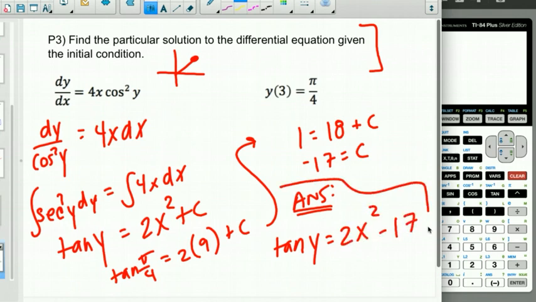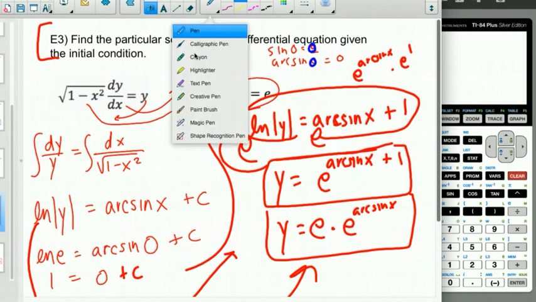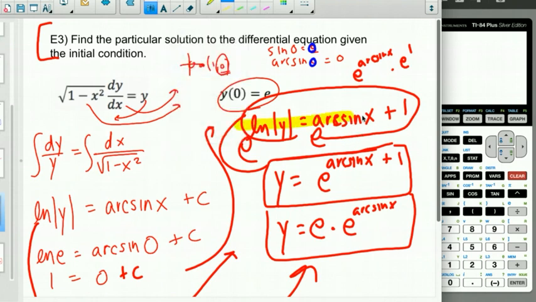And that's my answer. And again, on the last one, just to go back for a sec, I should have stopped right here. I could have stopped just right there and said the natural log of the absolute value of y equals arc sine of x plus 1, and that would have been legit because I wasn't asked to solve for y. All right? And that is 7-7.